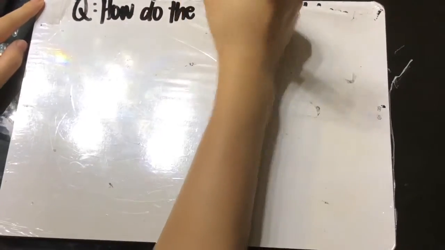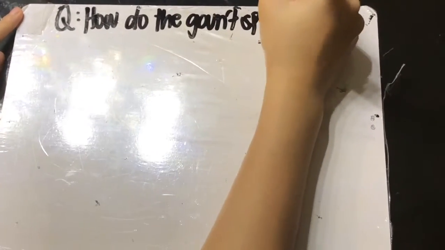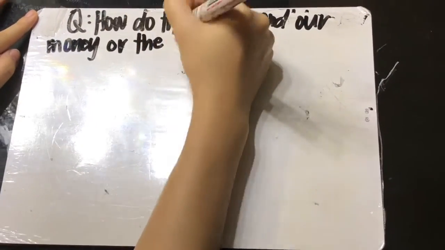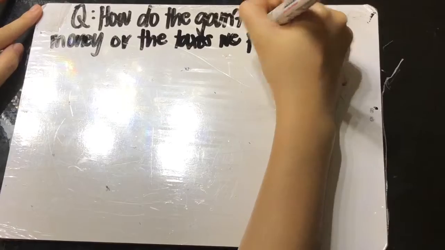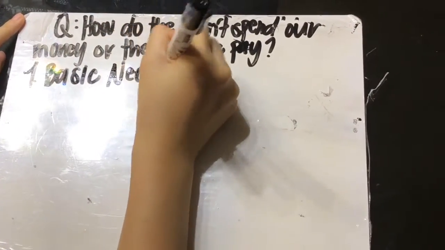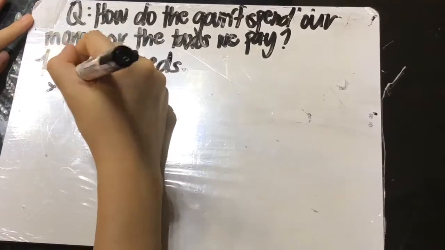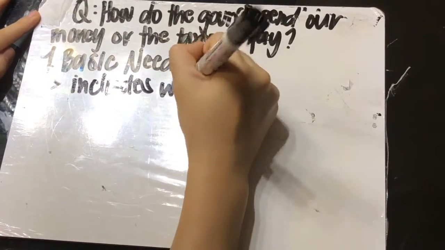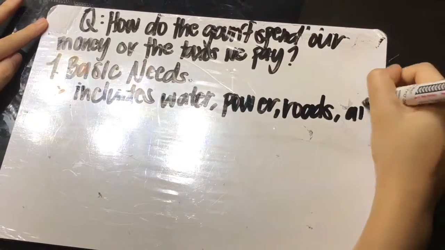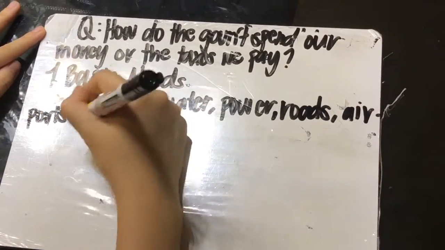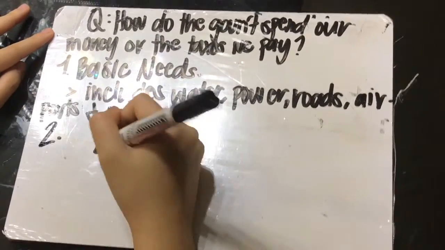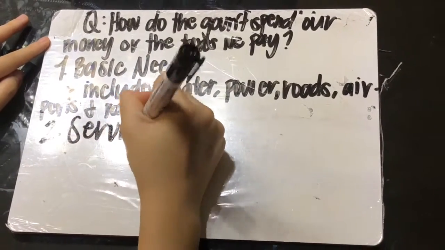The question we will be answering today is, how does the government spend our money, or the taxes we pay. First, basic needs. Paying taxes ensures our basic needs and services. This includes water, power, roads, airports, and railways. But without tax, the government cannot provide these needs and we too will suffer.